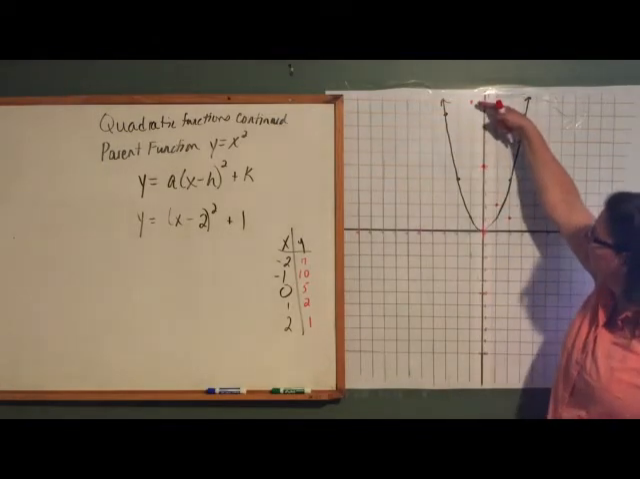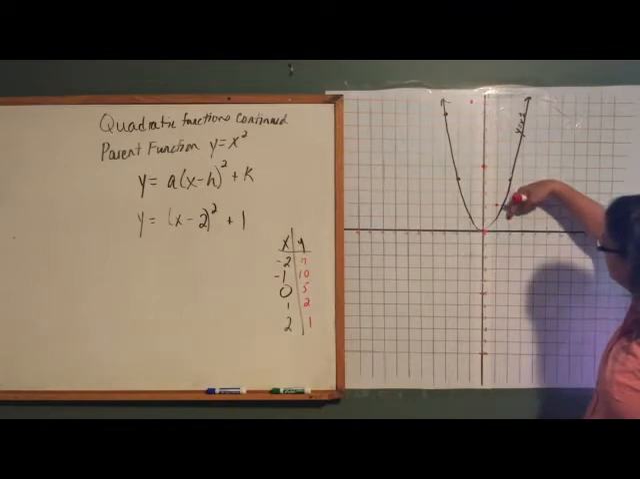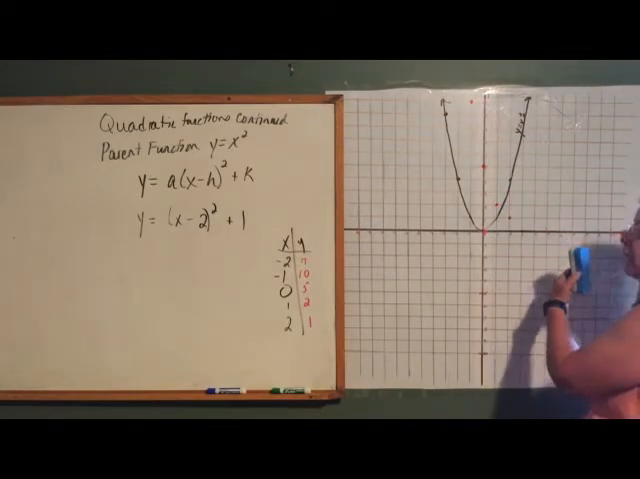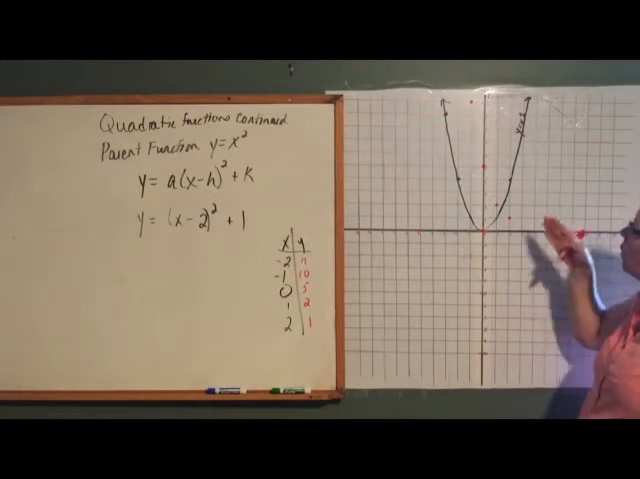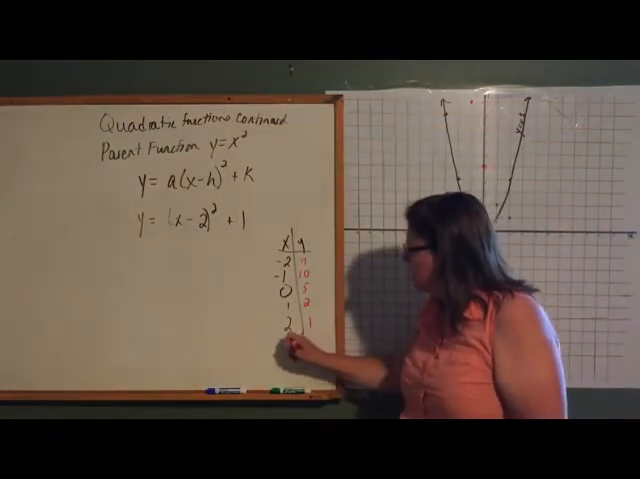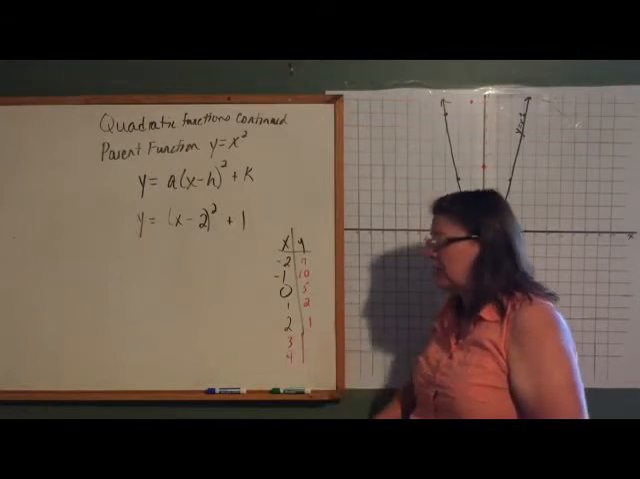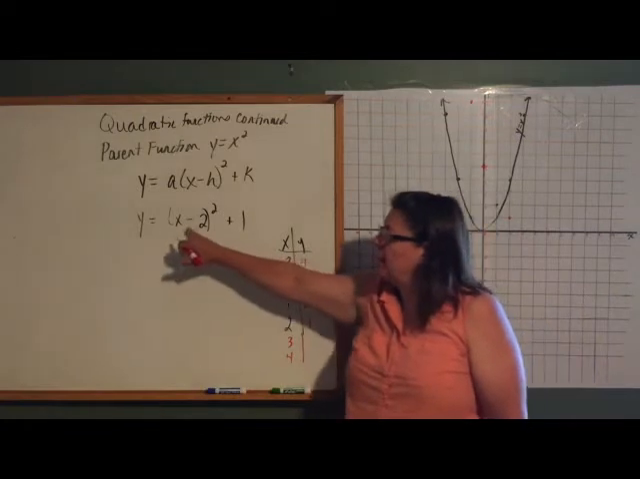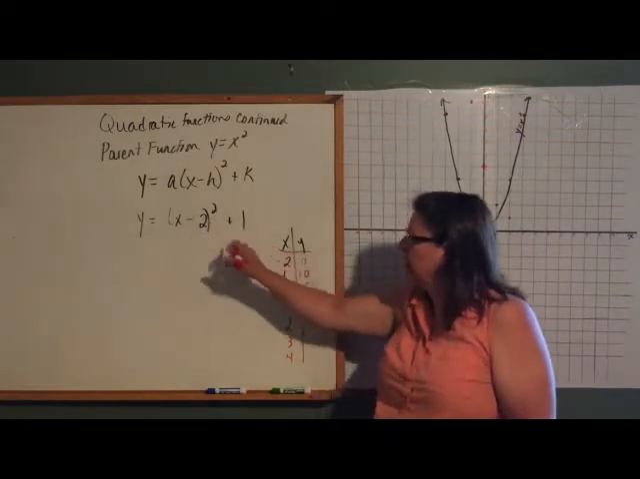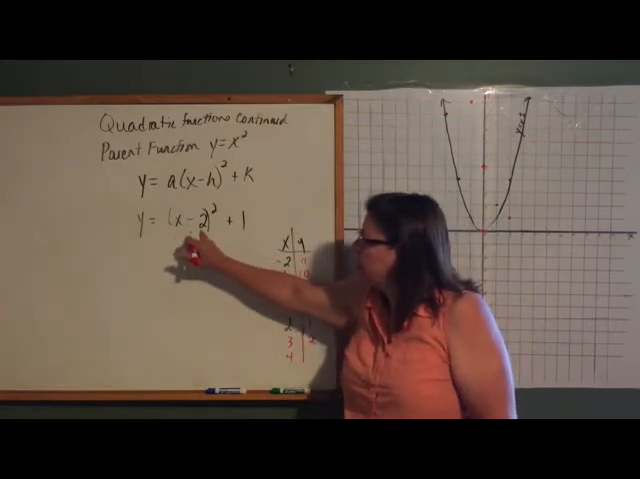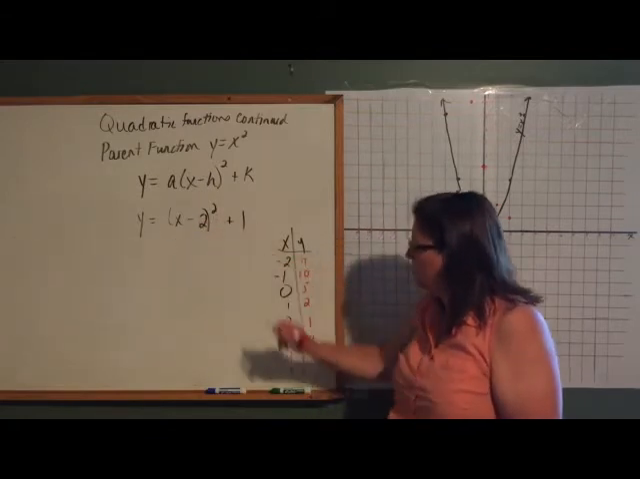Now it looks to me like this is the left side. So it looks to me like I need to continue to put some points in there that are on the right side of this to figure out where this thing is going. So let's do that. I'm going to just continue and I'll just do 2 more points, 3 and 4, and let's see what happens. So if I plug 3 in, 3 minus 2 is 1, 1 squared is 1, plus 1 is 2. 4 minus 2 is 2, squared is 4, plus 1 is 5.